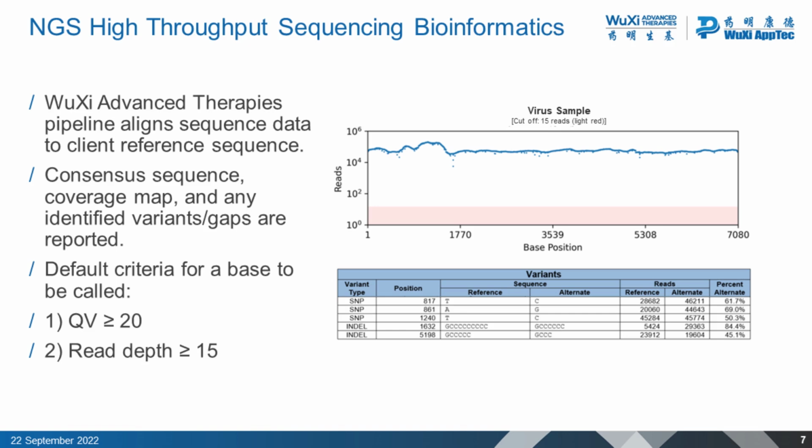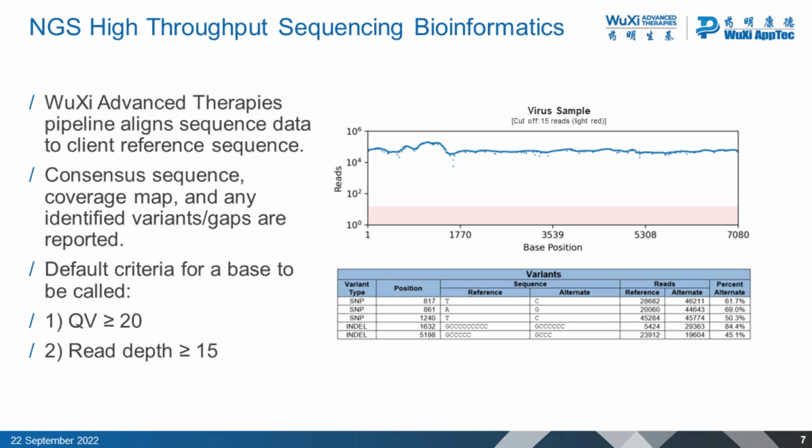In this particular example, if you pay attention to the table below the plot, we can see that after sequencing and bioinformatic analysis was completed, the pipeline identified 3 SNPs, or single nucleotide polymorphisms, which basically means the reference sequence had a nucleotide T at position 817, but after sequencing was completed, we found out that there was actually the presence of nucleotide C. There was only one, and that's why it's a single nucleotide polymorphism.